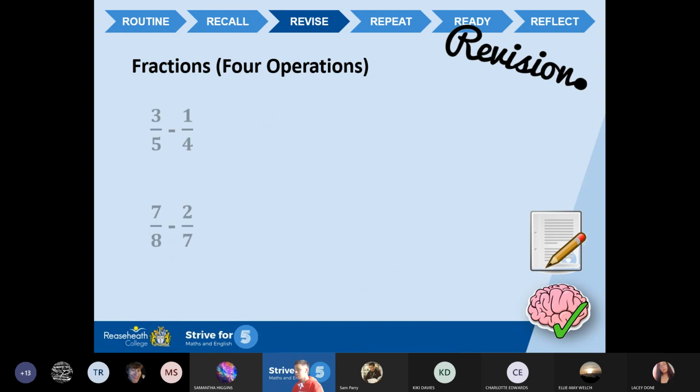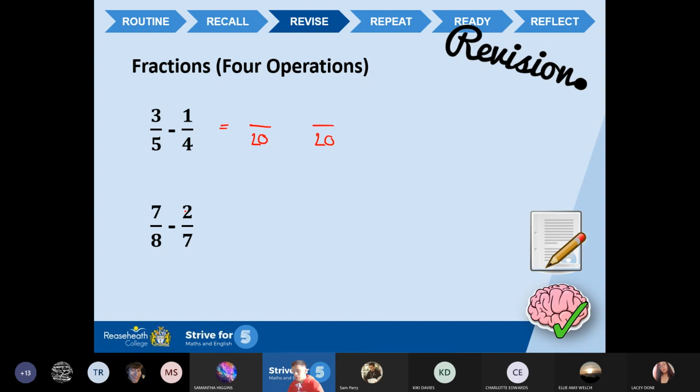Now, the good thing, when we subtract fractions, it's the same routine, it's the same process, okay? So if the bottom numbers are different, we need to make them the same. So straight away, I can see 5 and 4, they're different numbers. So I'm going to draw two new sets of fractions where the numbers are going to be the same. So how do we make them the same? 5 times 4, that gives me 20. My two new fractions are both going to be over 20.